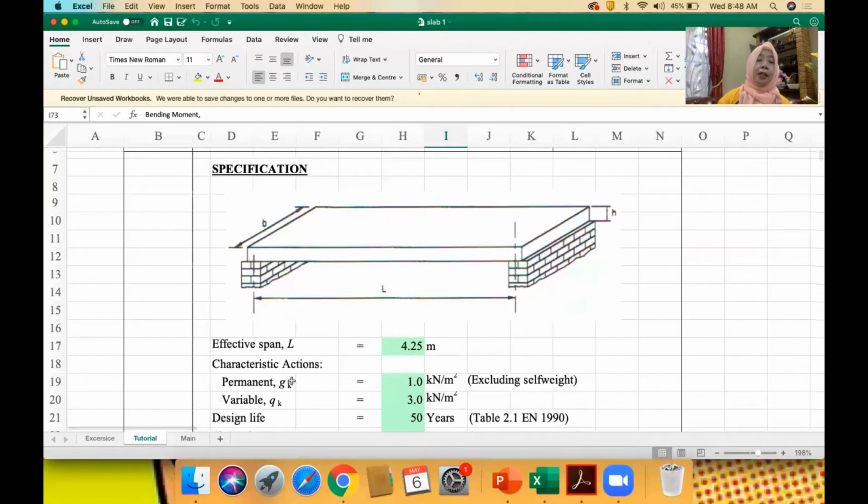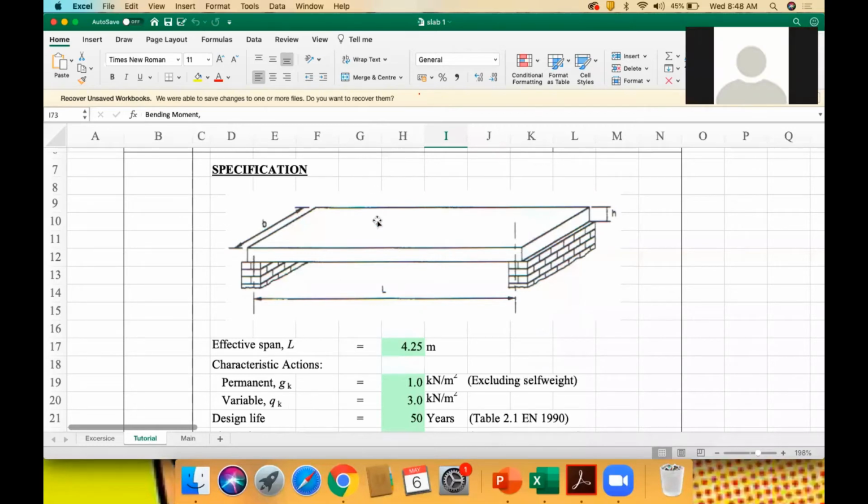The action Gk on the slab is 1.0, due to the finishes like the tiles, the cement screed, and so on. This is excluding self-weight. What is the Qk here? It depends on the function. For example, here it is part of a school building, so it's 3 kilonewton per meter square.